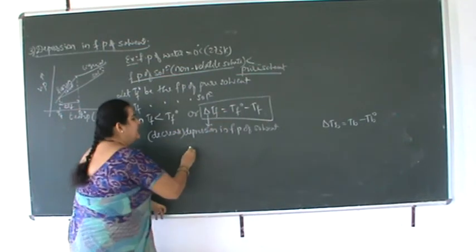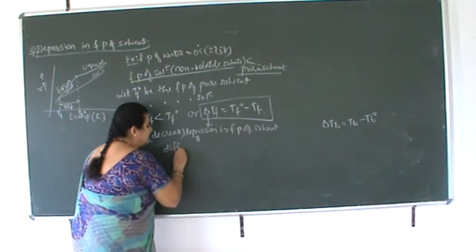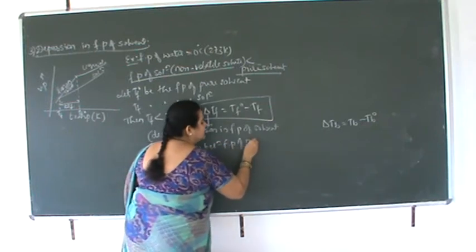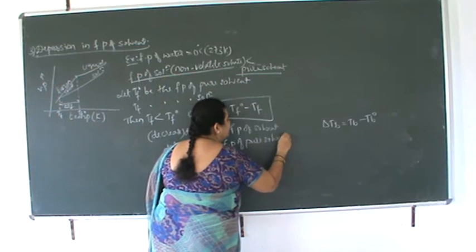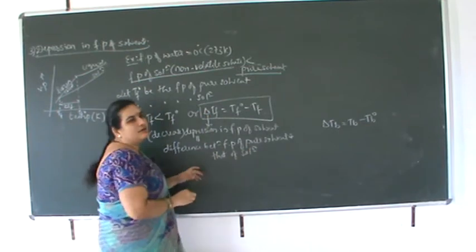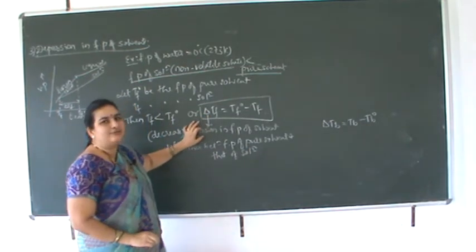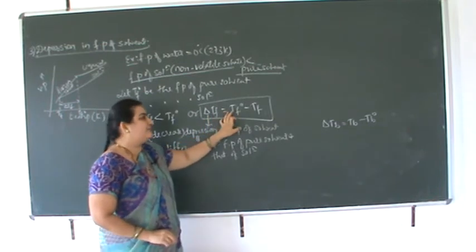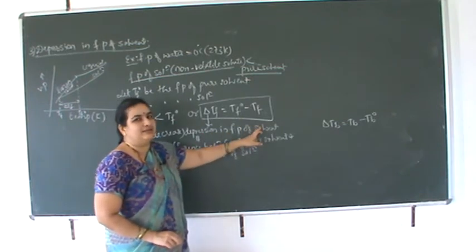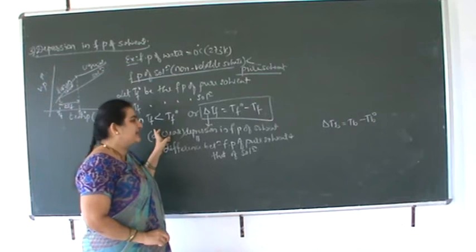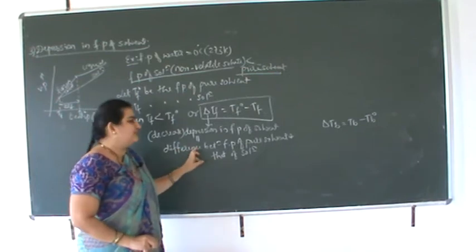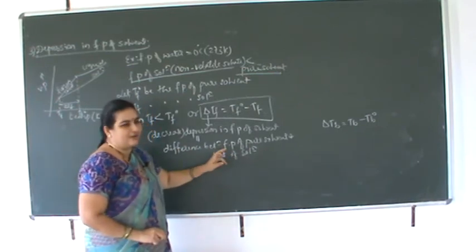So what is it? It is equal to the difference between the freezing point of pure solvent and that of the solution. Okay, this quantity delta TF is equal to TF naught minus TF is known as depression in freezing point of the solvent, or it is also known as decrease in freezing point of the solvent. Now this is nothing but the difference between the freezing point of the pure solvent and that of the solution.